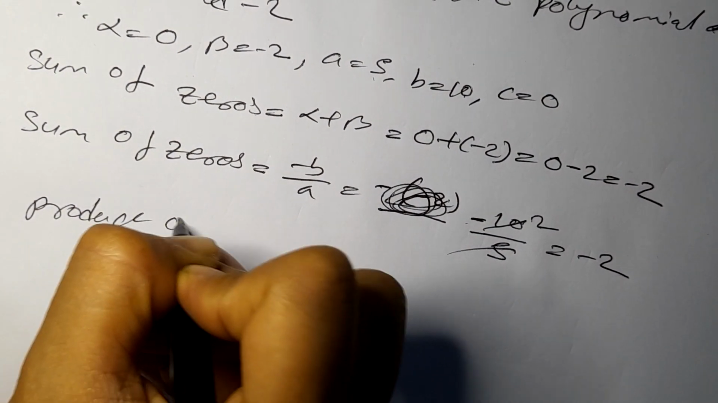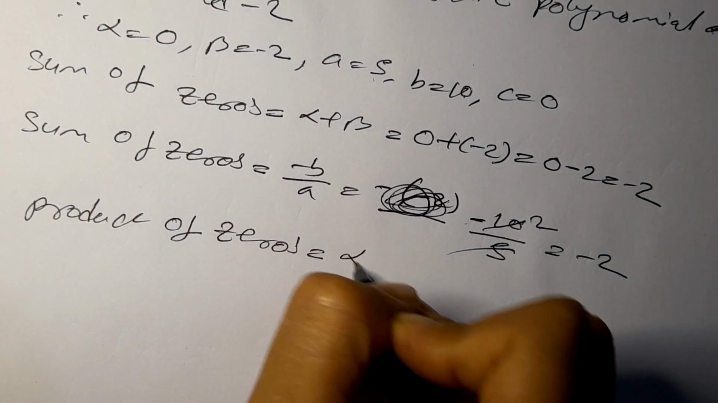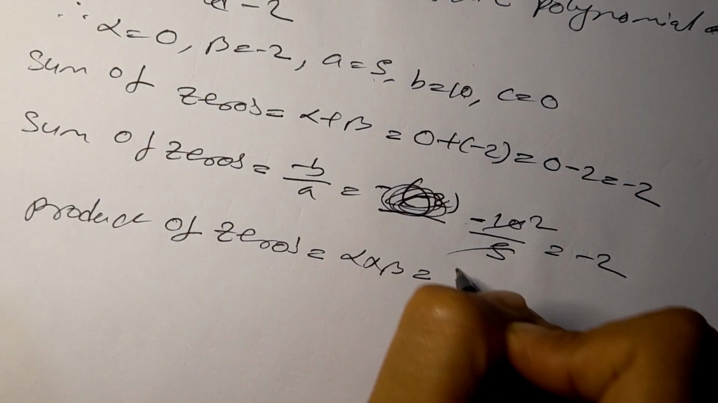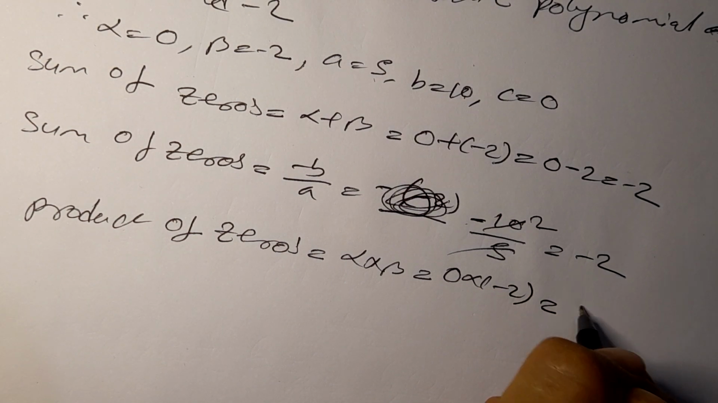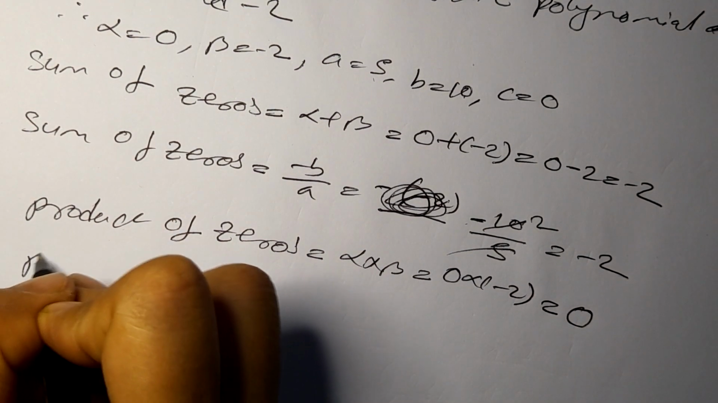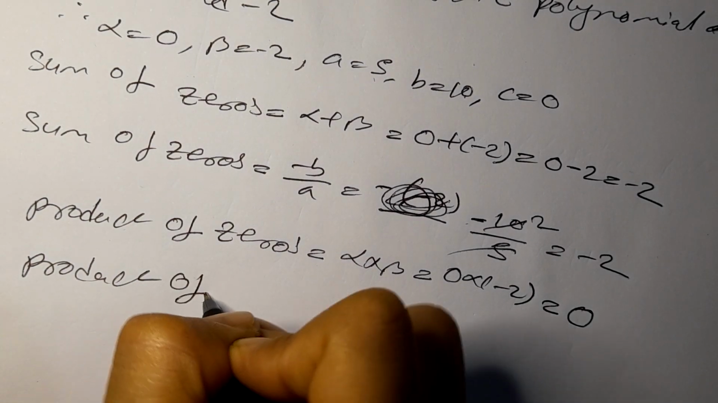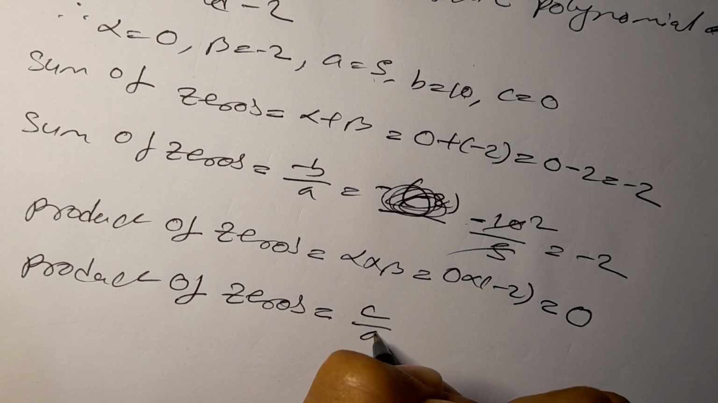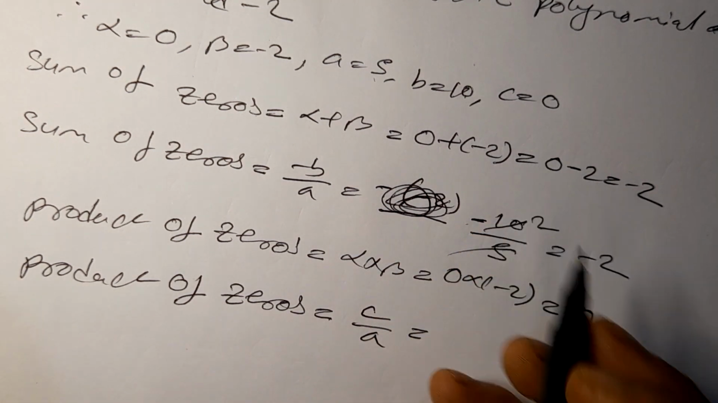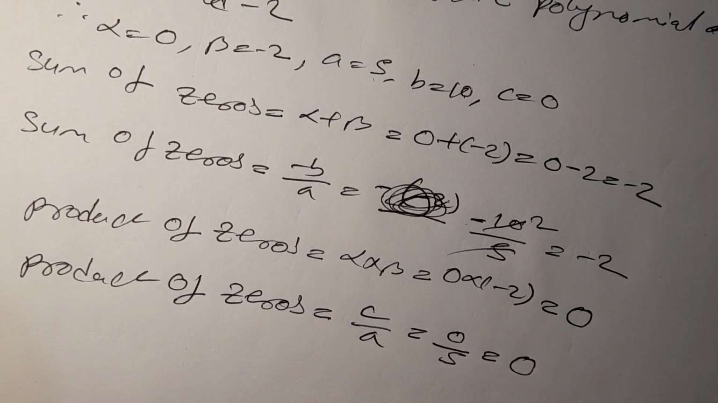Now the product of zeros, that is alpha into beta. What is the value of alpha? 0, the value of beta is minus 2. If any number is multiplied by 0, it will give 0. So the product of zeros is c by a. What is the value of c? 0. What is the value of a? 5. If 0 is divided by 5, it will give 0. So here also equal, here also equal.